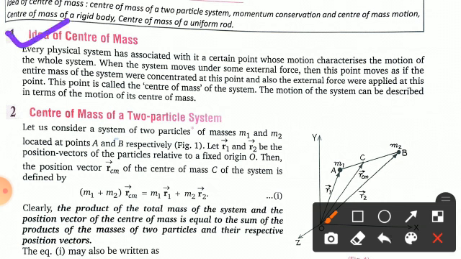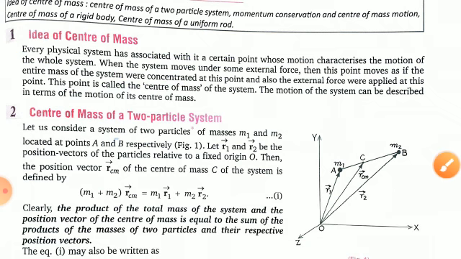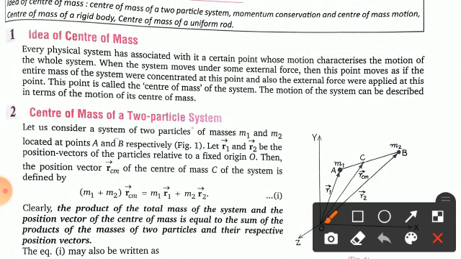Every physical system has associated with it a certain point whose motion characterizes the motion of the whole system. When the system moves under some external force, this point moves as if the entire mass of the system were concentrated at this point, and the external force were also applied at this point. This point is called the center of mass of the system. I hope you understand it. The motion of the system can be described in terms of the motion of its center of mass.